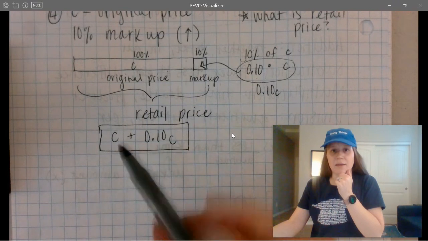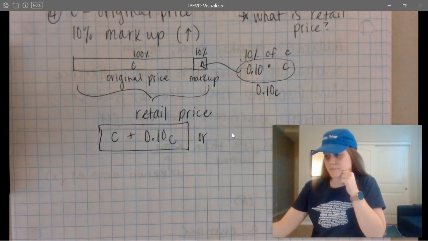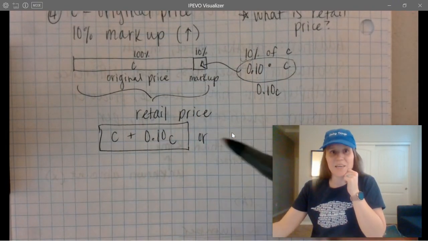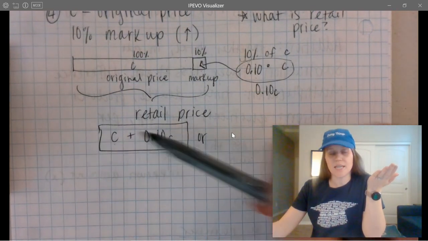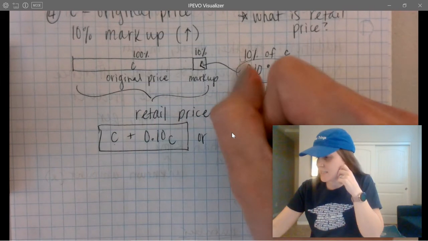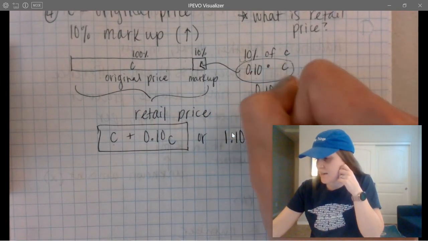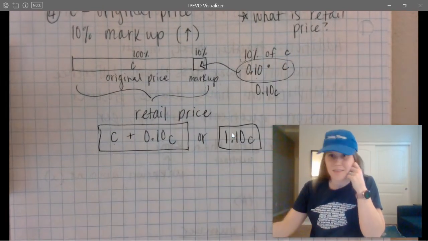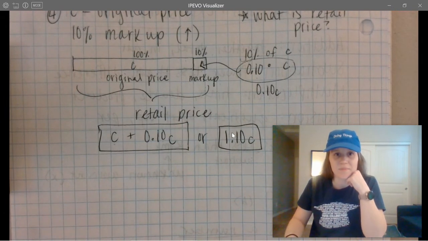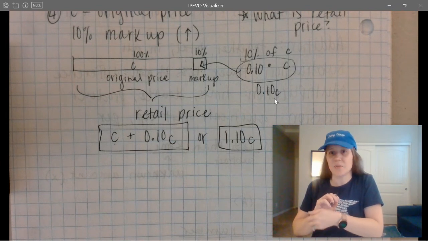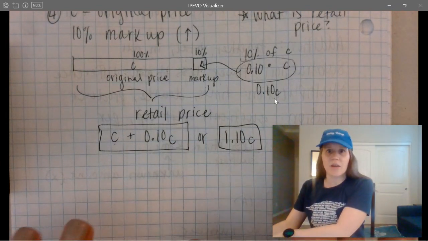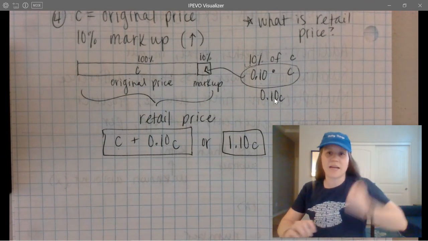Could you write this a different way? Maybe you remembered that C is also 1C, and 1C plus 10 hundredths C is 1 and 10 hundredths C. Both are great. Okay, either one would get you full points. You'll see a question like this on your independent practice on your quiz today. So make sure your notes look really nice so that you can go back to them.